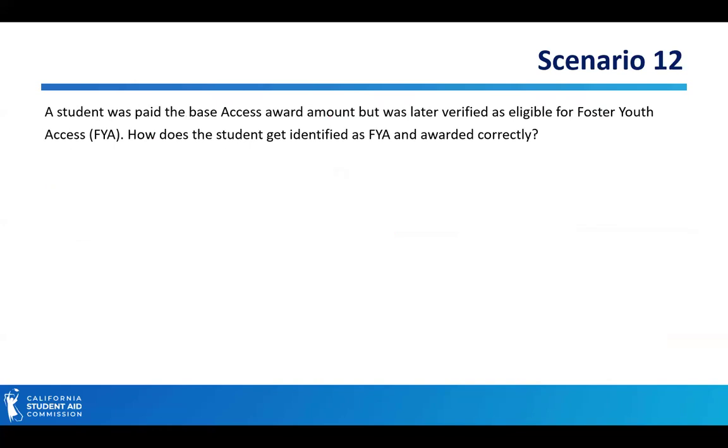Number 12, a student was paid the base access award amount, but was later verified as an eligible foster youth access. How do we identify the student as foster youth and make sure that they get that increased access?